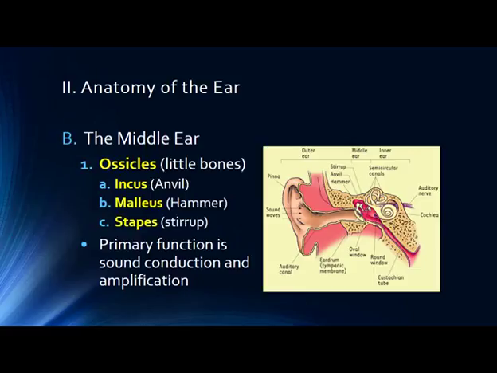This is what goes awry as people get older. They get osteoarthritis in the bones. The bones themselves start to get brittle or break, and so they get what's called conductive hearing loss. It's easily remediable with hearing aids. The reason why older adults need hearing aids is simply because these bones are no longer providing the amplification they need because they no longer act as a lever, and so that's what hearing aids are doing, they're sort of replacing that function.